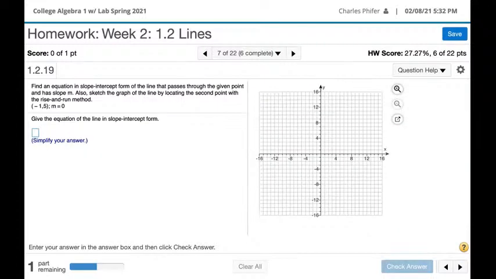Find an equation in slope-intercept form. Same kind of deal, right? So if I'm just going to say find the equation, this is question number 7.